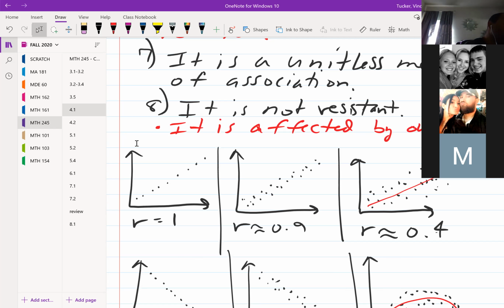And number 8, it is not resistant, and then it is affected by what? Outliers. Outliers, yeah. Extreme values.